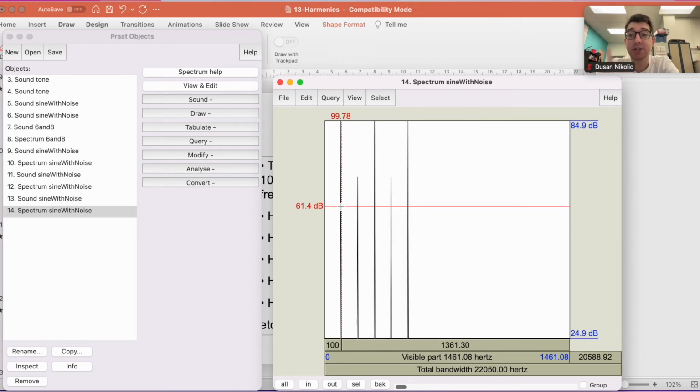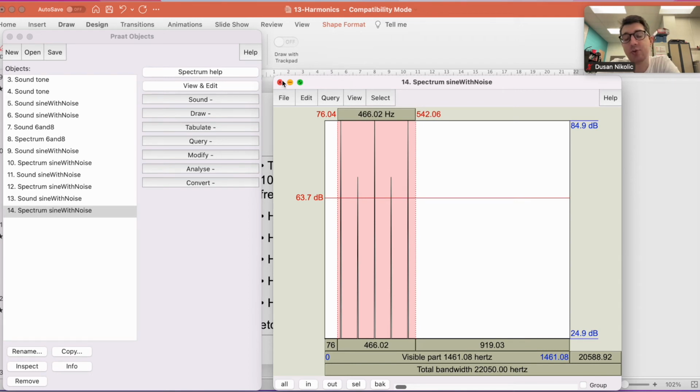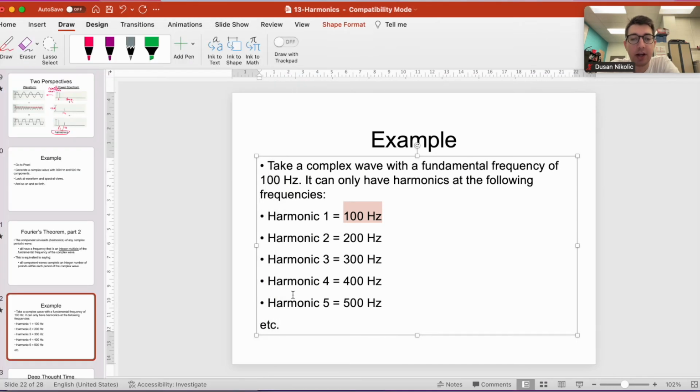So the first harmonic is at 100 hertz. The second harmonic is at 200 hertz. The third harmonic is at 300 hertz. Fourth is 400 hertz, and fifth is at 500 hertz, right? Don't pay attention to the amplitude of this one. So these are the component waves, and this complex wave has to include them, incorporate them as such, right?